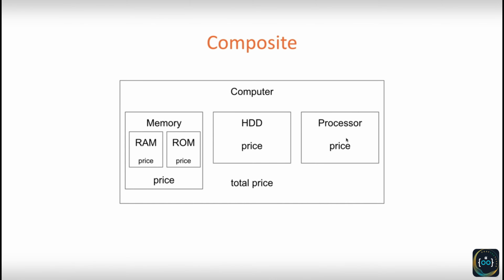Now, each of these components has a price assigned to it. And what we would like to do is calculate the total price for that computer. Or individually, we want to calculate the price for a subtree. For example, the one we have here is the memory, right? So we want to calculate the memory price, and then we want to calculate the computer price. And this is where the composite design pattern comes in, because we can apply one particular functionality, one calculation, to the entire tree or to a sub-tree within that larger tree.